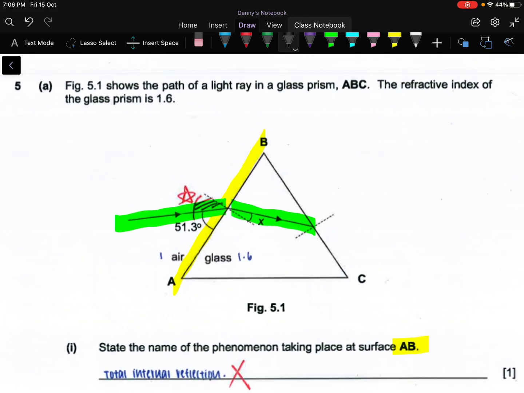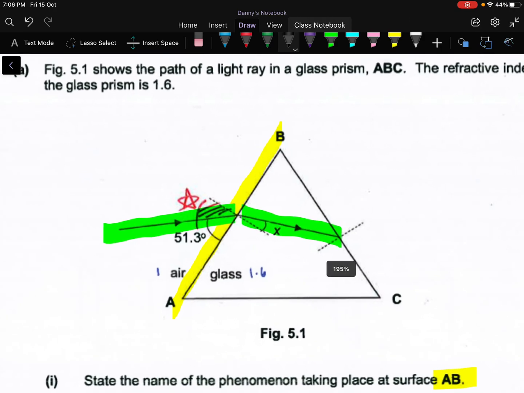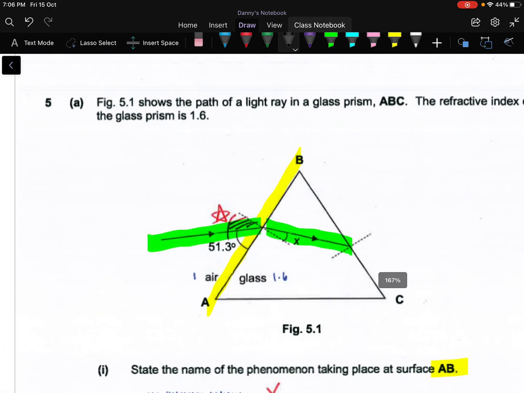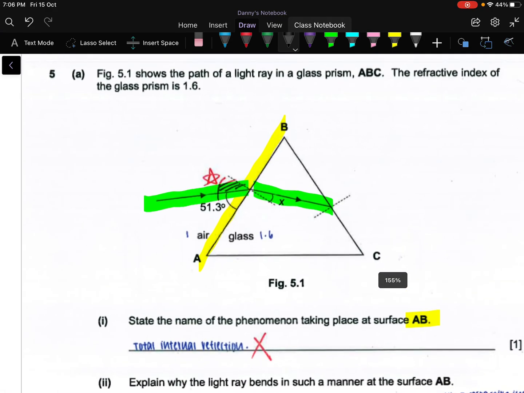For question 5, it is mainly on light, and we are checking whether you understand Snell's law, critical angle, total internal reflection, things like that. For 5A, I think this student has jumped to a conclusion, because most of the time when you see a prism, chances are total internal reflection will happen. But you really need to learn how to read the question and pay attention to the subject.